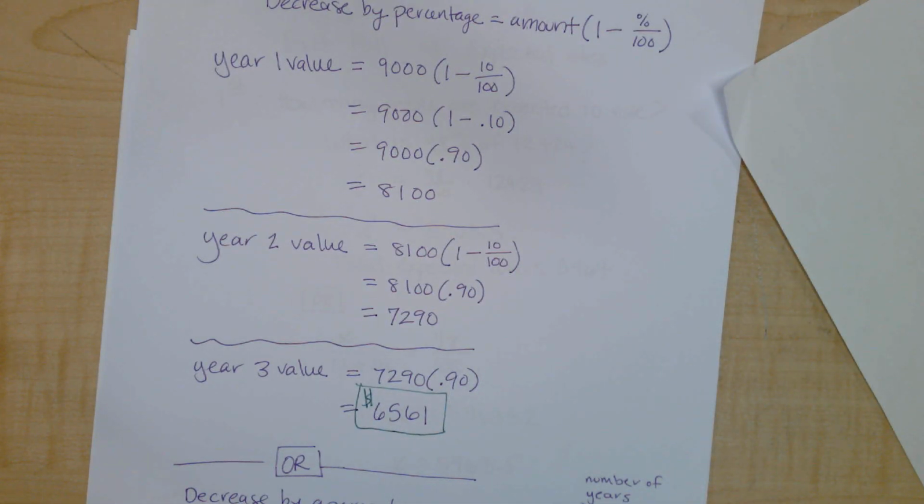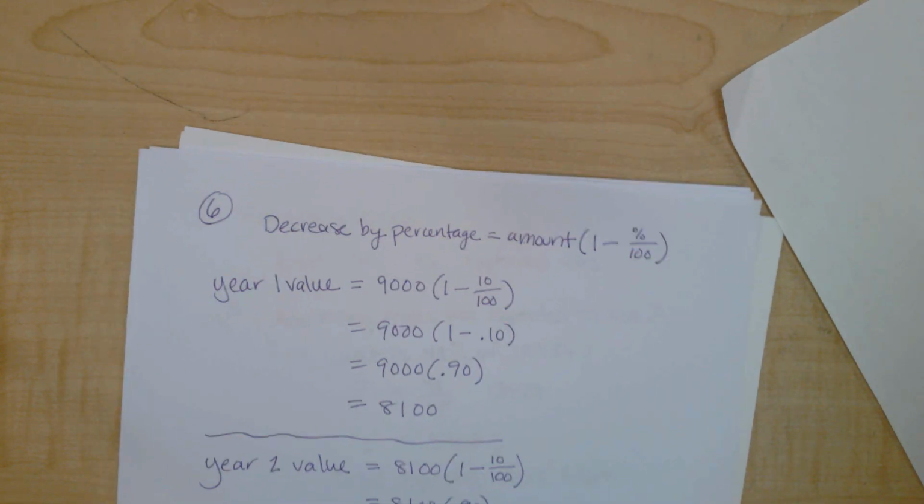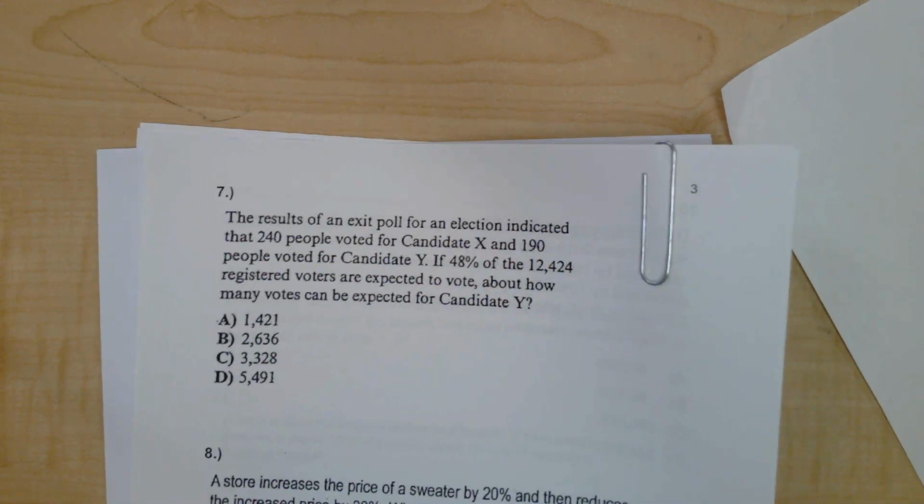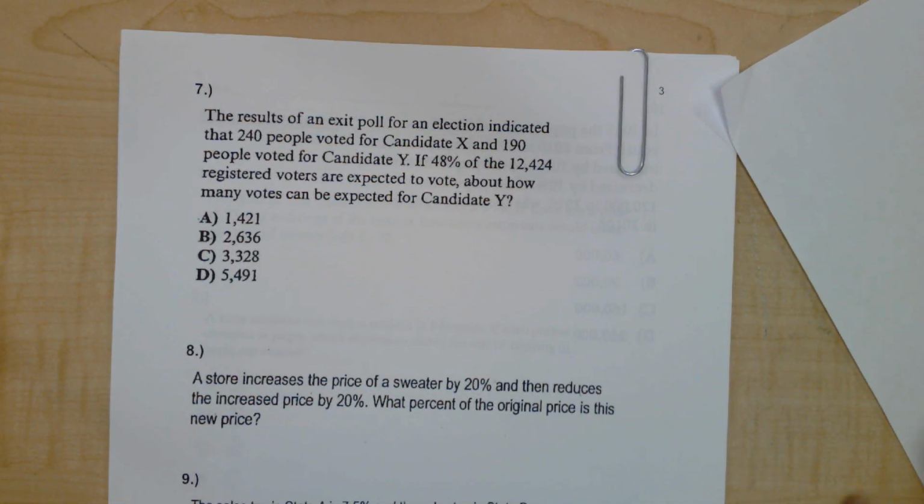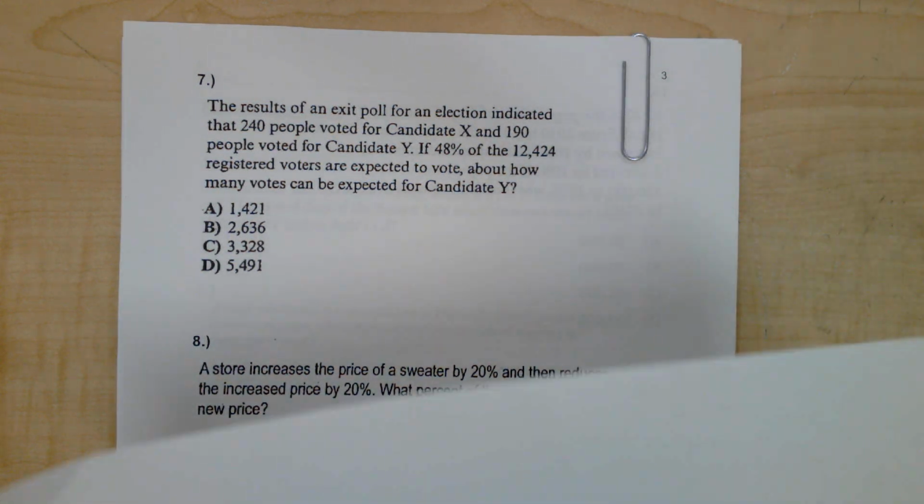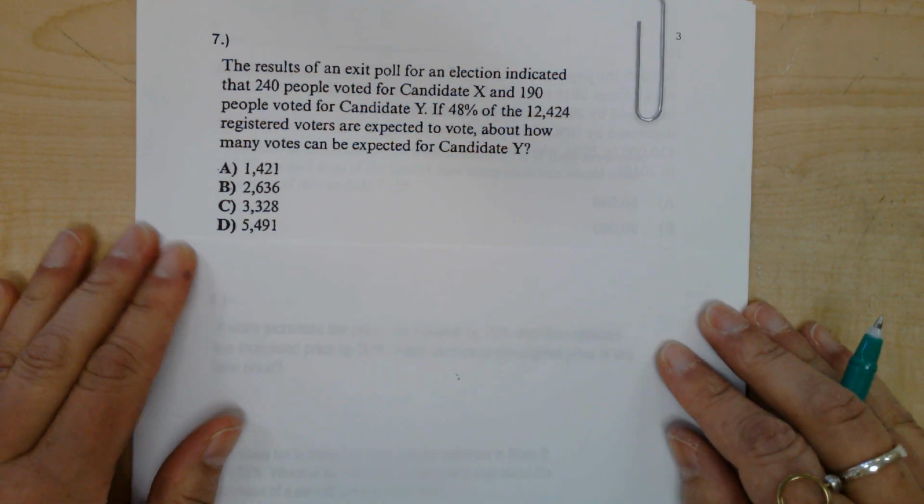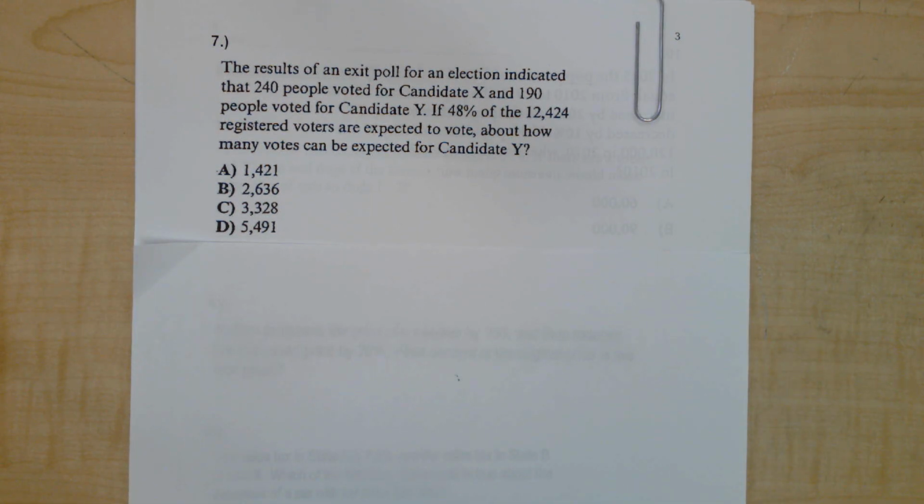Let me flip my sheet here. Number 7. And I believe this goes to 10, so we're almost there. If you need to pause, of course, and take a break, this is for you. So bear with me. All right, number 7, the results of an exit poll for an election indicated that 240 people voted for candidate X and 190 people voted for candidate Y. If 48% of the 12,424 registered voters are expected to vote, how many can be expected for candidate Y?